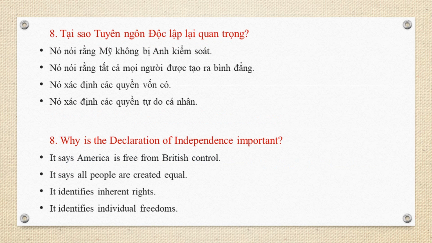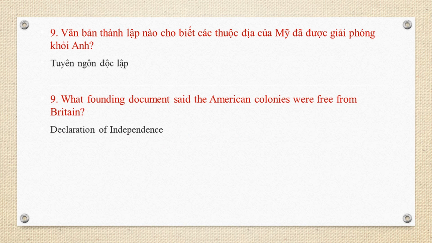8. Why is the Declaration of Independence important? It says America is free from British control. It says all people are created equal. It identifies inherent rights. It identifies individual freedoms. 9. What founding document said the American colonies were free from Britain? Declaration of Independence.